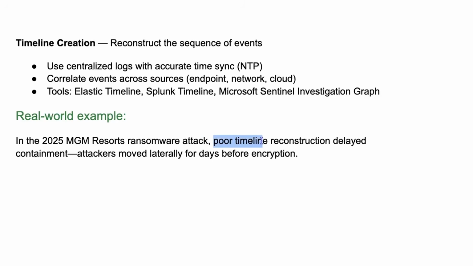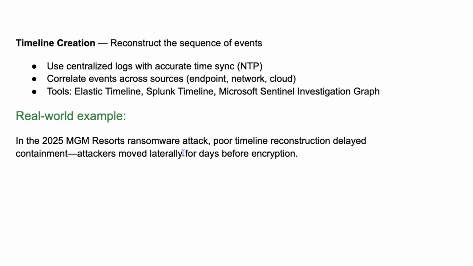And the main reason behind it was specifically, like, really the root cause. Obviously, they were hacked and all these things, but the security team did not reconstruct the timeline well enough. They delayed their timeline, or I should say that they didn't reconstruct the timeline well, and as a result of that, their containment of the ransomware was also not done properly, and therefore the attackers were able to move laterally for days before actually encrypting everything.